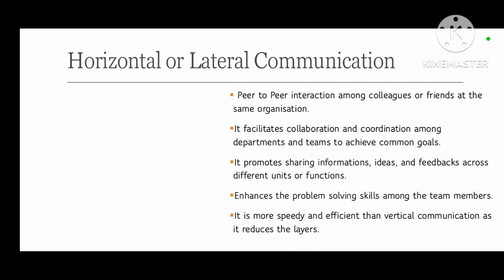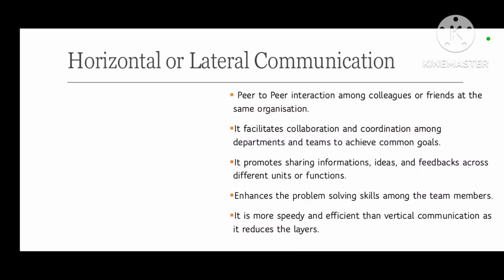So the first point says peer-to-peer interaction among colleagues or friends at the same organization. So there are friends, colleagues working in an organization. When they communicate with each other, that is what you call horizontal communication, because here there is no hierarchy. Peers or colleagues have the same professional position. They are at the same hierarchical level, you can say. So that is what creates horizontal communication. Here no hierarchy is involved.